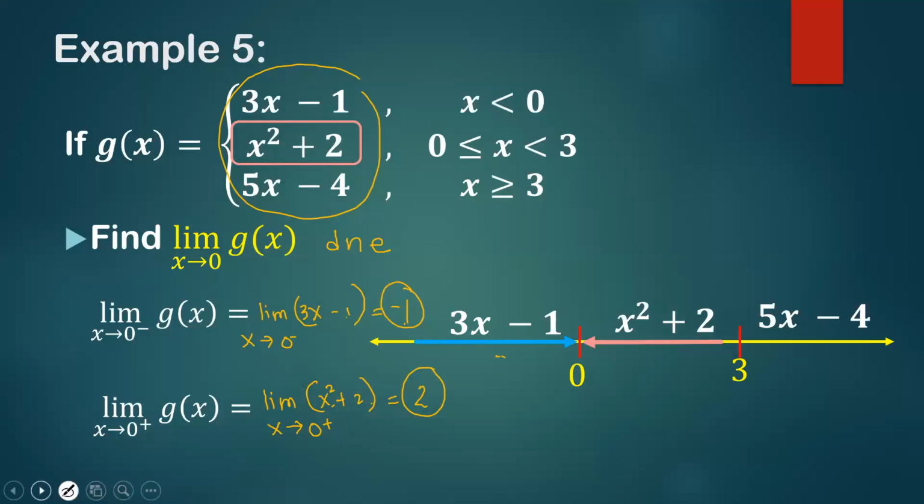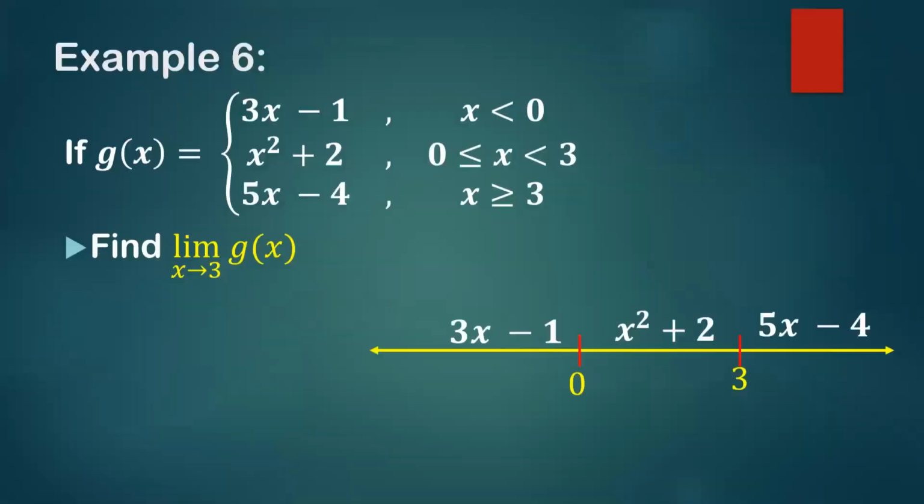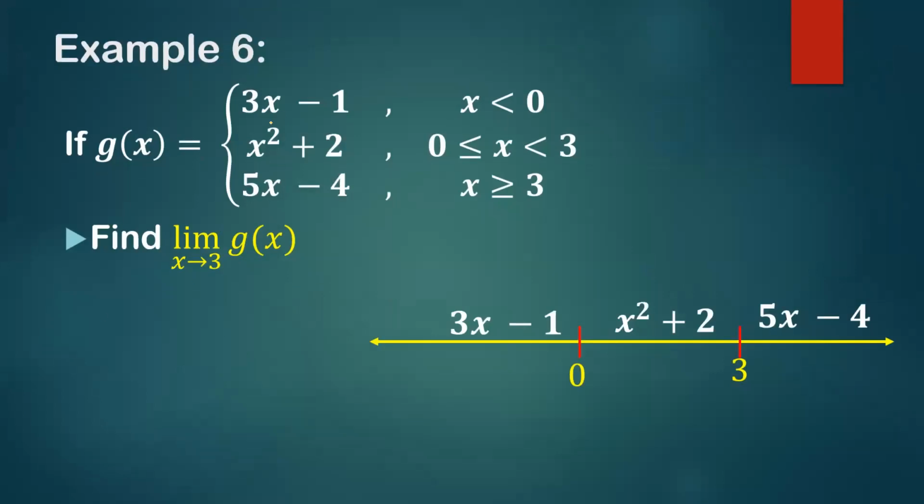Okay, so for our next example, we have if g of x is equal to 3x minus 1. So, same function. This time we have the limit of g of x as x approaches 3. So, if we are to get the limit as x approaches 3 from the left, we're going to consider this behavior of x. No? So, x is approaching 3 pero from the left. So, we are after this. No? Ito yung gusto natin.